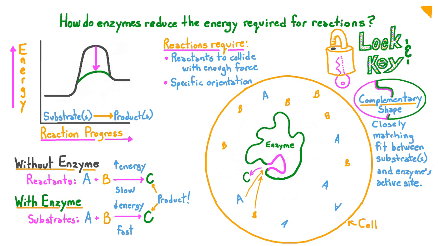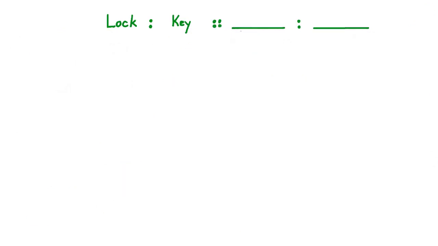The fit between the active site of the enzyme is so close that we use a lock and a key as an analogy. Here's an analogy problem for a page title. A lock is to a key as a blank is to a blank, and our word choices are either enzyme or substrate.